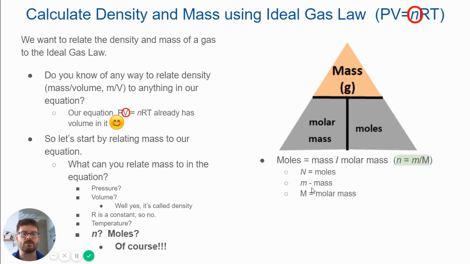Here, n is moles, m is mass, and that should be a little n. That's a mistake there. Little n is moles, little m is mass, and big M is molar mass. So this equation right here, n equals m over M, is our equation to solve for moles. So we can use this. Now we've got a direct relationship between mass and our equation.